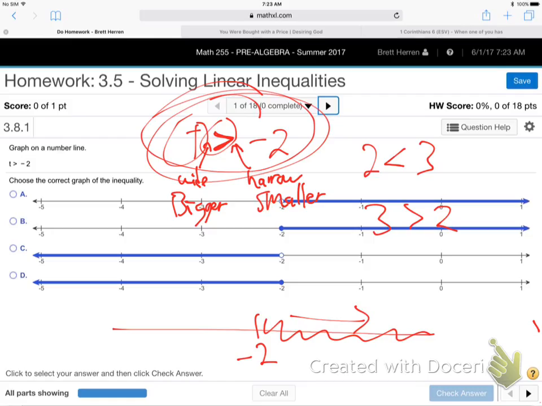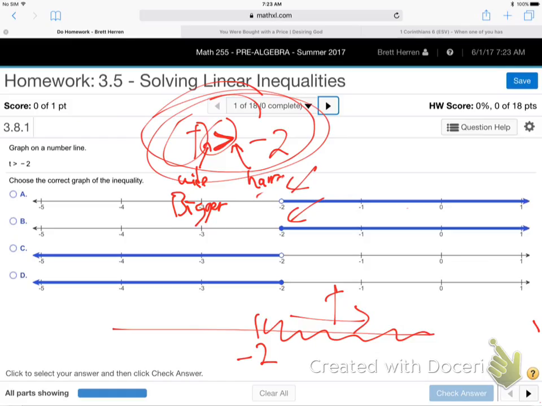You're always shading the letter. When I do this shading, that's where T is. T represents the shading, or the shading represents T. So which of those has shading to the right of -2? A couple of them do. Answers A and B, these first two, both have shading to the right. C and D are wrong, they're going the wrong direction.